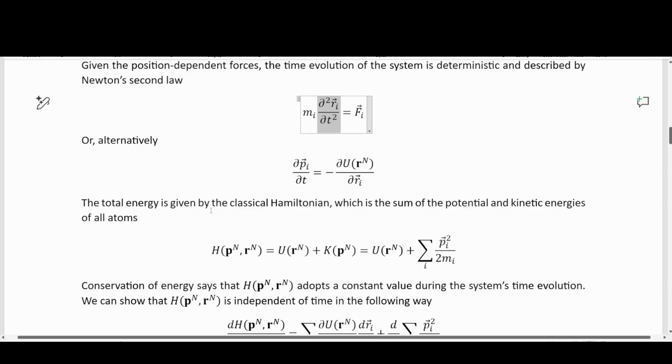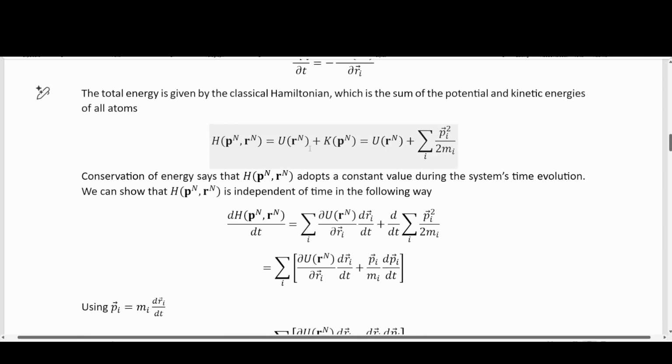The total energy is given by the classical Hamiltonian, which is the sum of the potential and kinetic energy of all the atoms. So that looks like this right here. Conservation of energy says that the Hamiltonian adopts a constant value during the system's time evolution. So in other words, the kinetic energy plus the potential energy of the entire system is not going to change, which means that for an isolated system, we can only have kinetic being converted into potential or potential converted into kinetic.